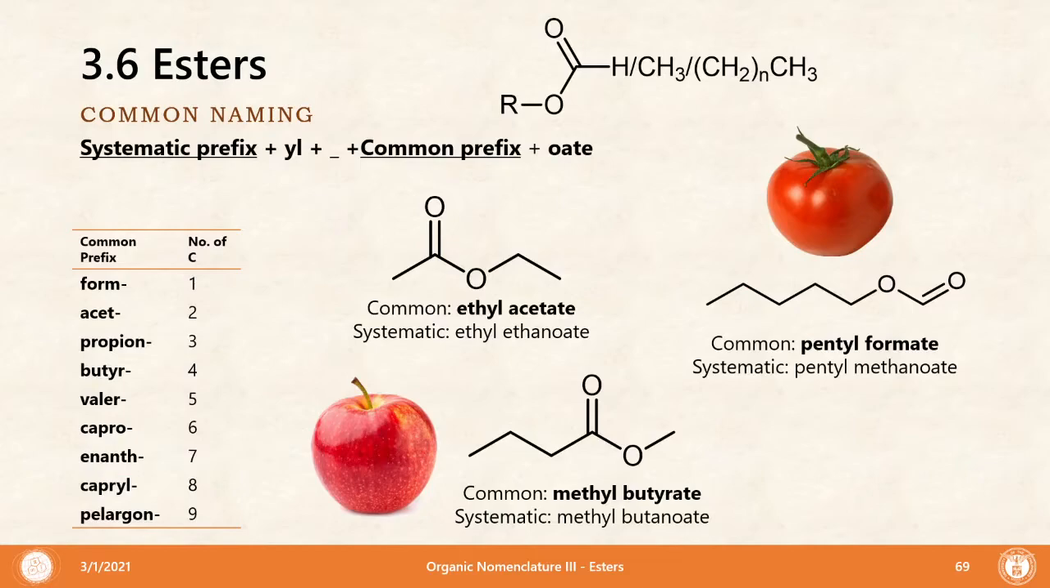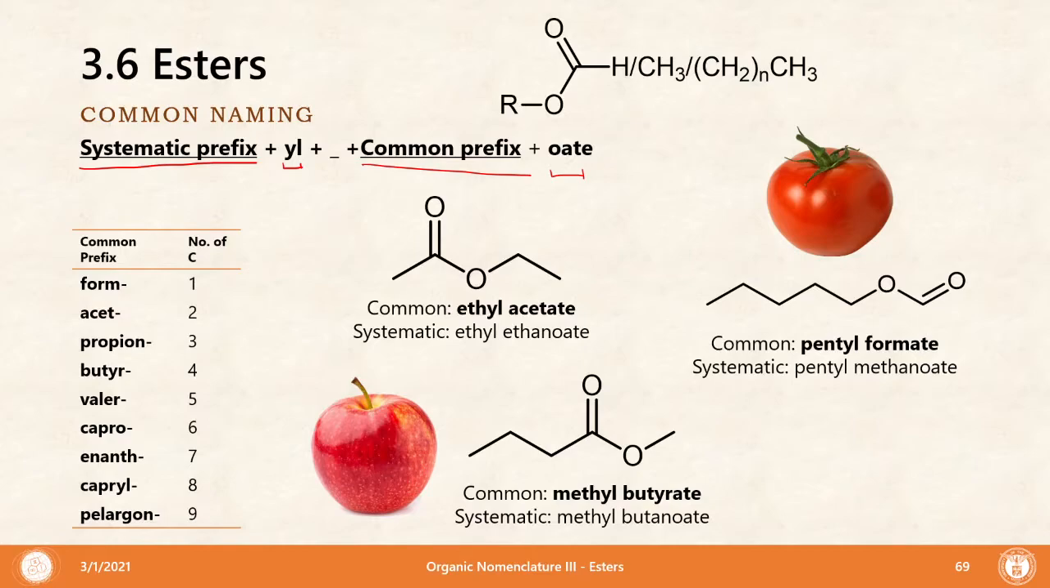Being terminal functional groups, we can also apply the same common naming schemes as aldehydes. So we use the same prefixes. In this case, we use the suffix -yl, space, common prefix with -ate. So we use a systematic prefix first, followed by -yl, like methyl or ethyl, but for the second name, which is the parent name, we use the common prefix with -ate. So it's kind of like a hybrid name.